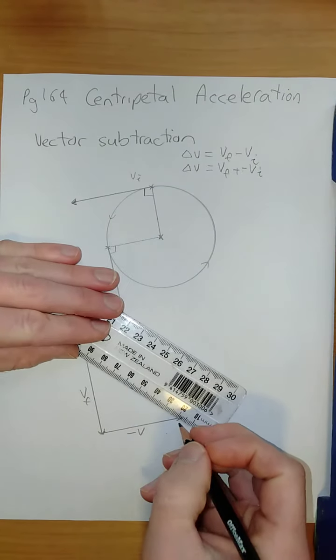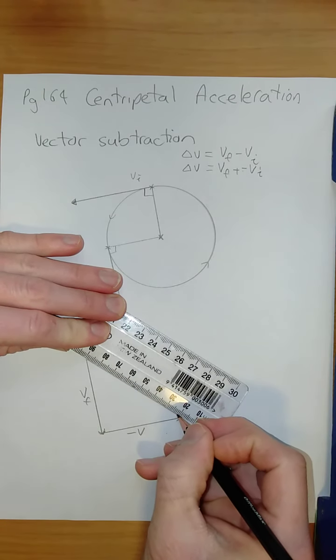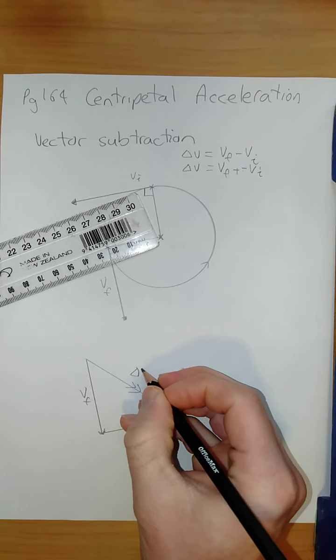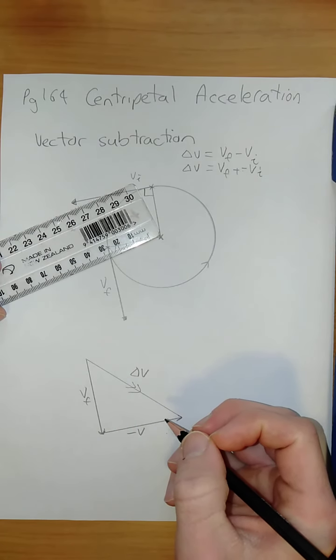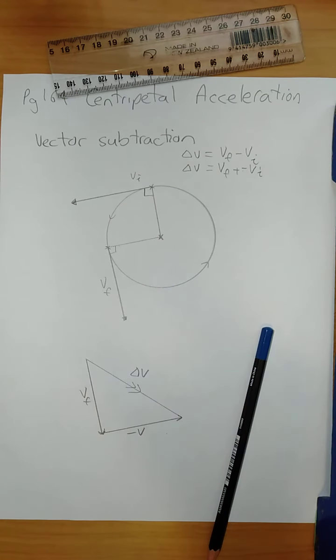To find out the change in velocity, we just go from the start of our vectors to the end. That one there is called change in velocity. And that covers the work on page 164.